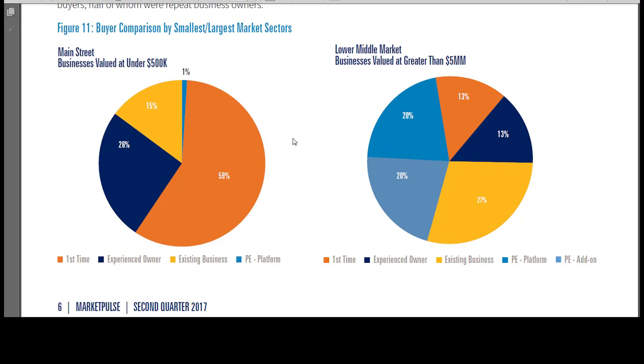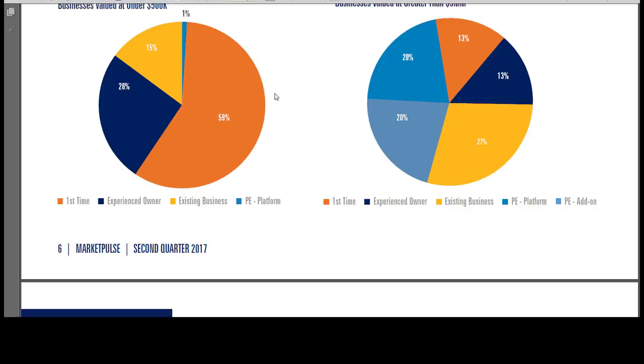And the most striking thing here really is just that the number of first-time buyers in the smallest category is almost 60% versus only 13% for the largest category. And private equity, which makes up about 40% of the largest category, they've broken it down into two types, only represents 1% of the purchases of businesses with deal value of less than $500,000. So there's not really any surprises there either, but it's interesting to see the numbers.